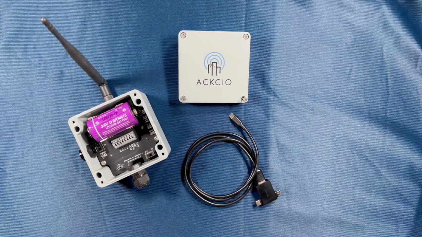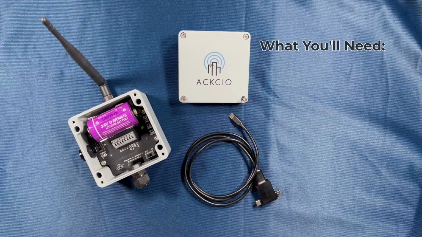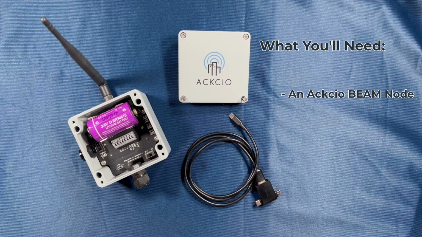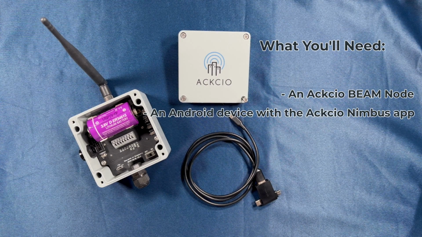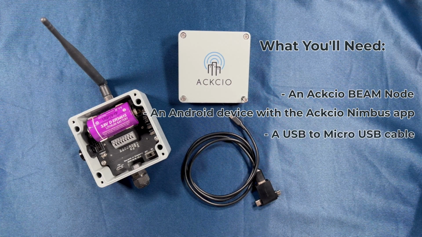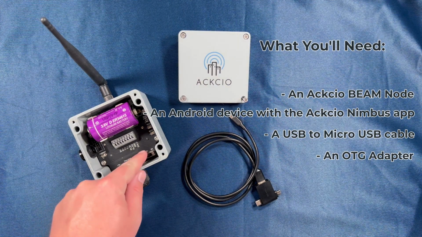To conduct these tests, you'll need the following equipment: an Axio Beam node, an Android device with the Axio Nimbus app downloaded, a USB to micro USB cable, and the OTG adapter that came in the box with your gateway. Let's get started by turning on our node.